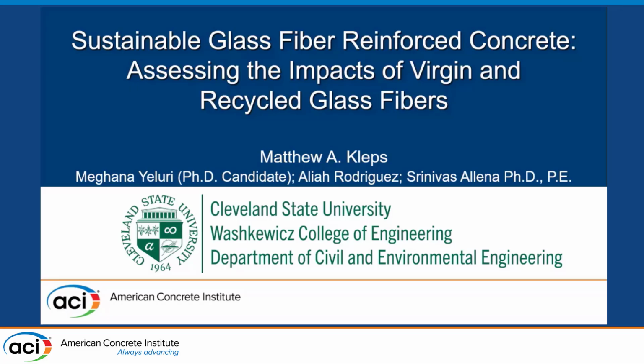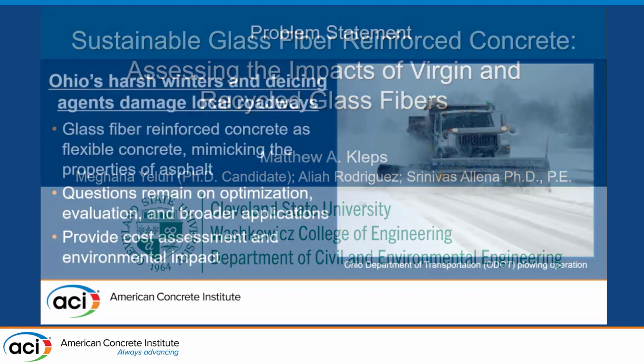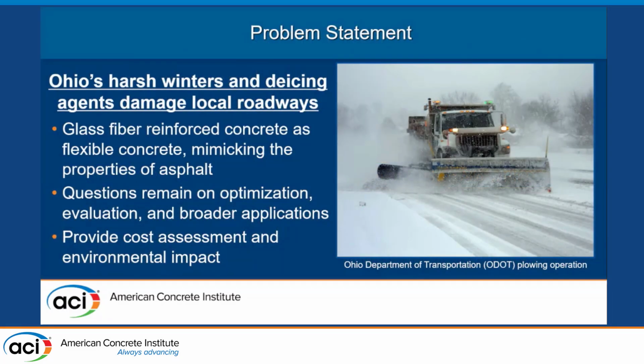I'm from Cleveland State University, as he said, and I want to compare virgin glass fibers and recycled glass fibers in local pavement. Now, this problem arises because in Ohio and in Toronto, we have a lot of freeze-thaw cycles from the winter. The water goes into the pores, and then it freezes, and then there's a tensile failure. And then to deal with all the ice that we have on the road, we put a lot of salt on it, and this is going to damage the pavement.